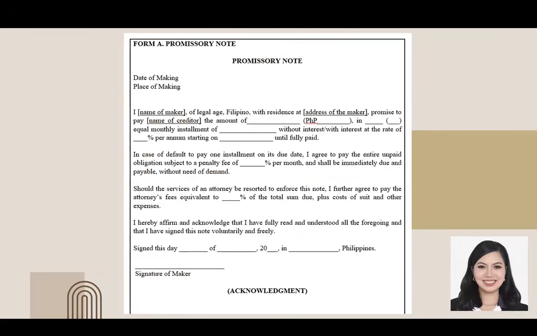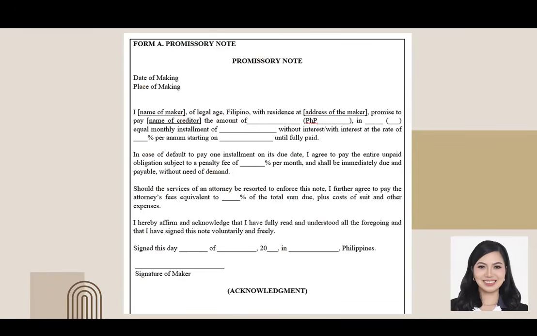So this is an example of a promissory note. You need to memorize its elements and its essential contents. So the title, promissory note, the date, the place, and then the personal circumstances of the debtor, the name of the creditor, the amount, the manner of payment, and then the interest. And then second paragraph, in case of default, that will be subjected to a penalty. Then third paragraph, resorting to the services of an attorney to enforce the note.